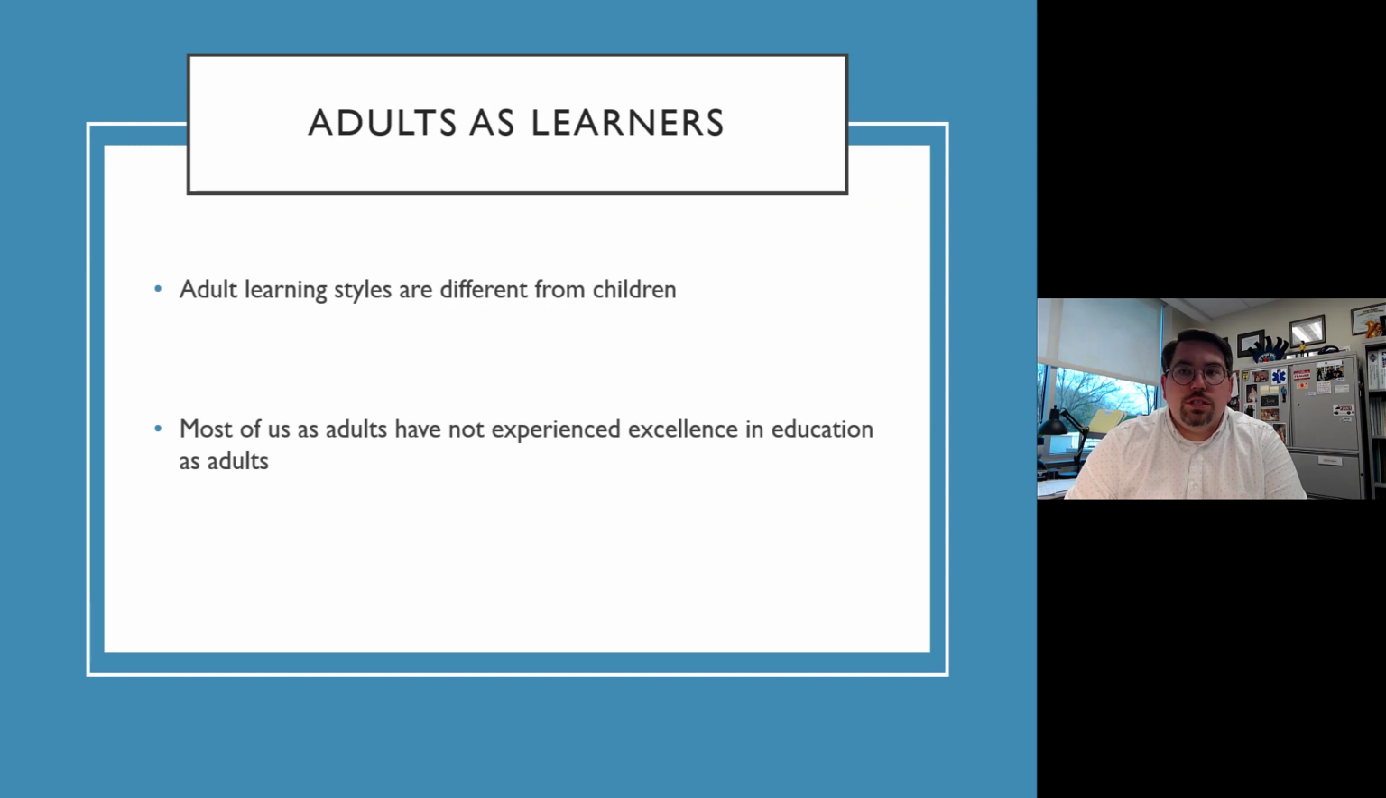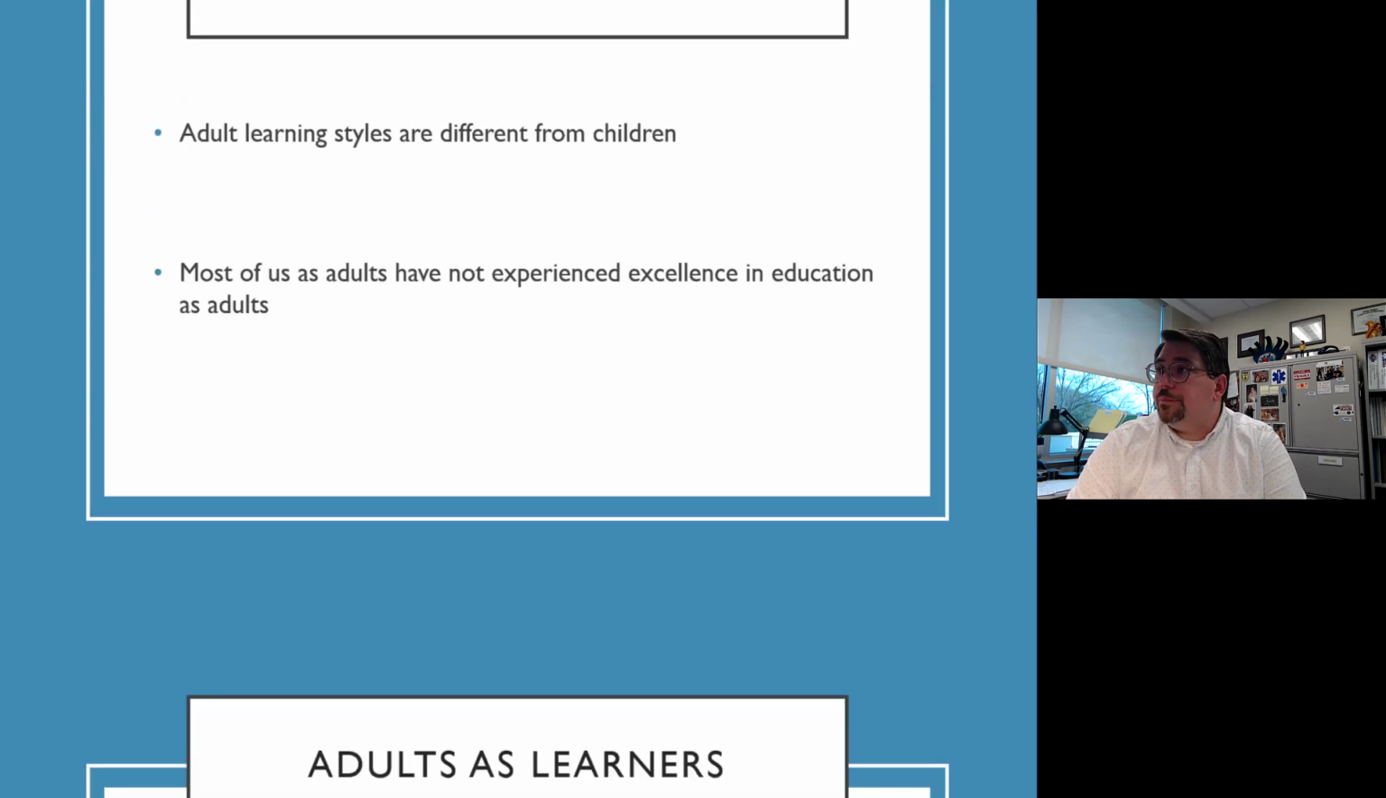Now, adults as learners, again, are generally motivated and independent. Most of our adult learning styles are going to be drastically different than that from children, and most of us as adults have experienced excellence in education. We have an experience of what good and bad education is, both positive and negative experience within our own education, and then the things that we've observed through others as well.